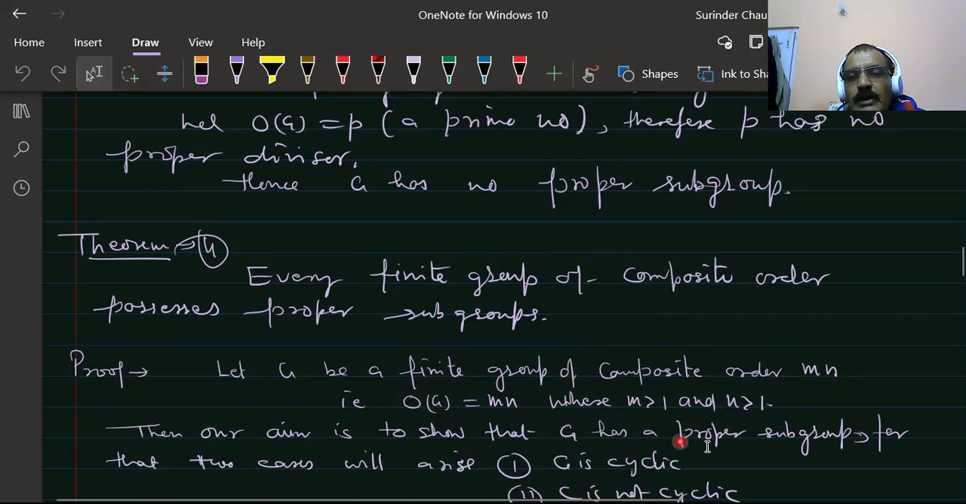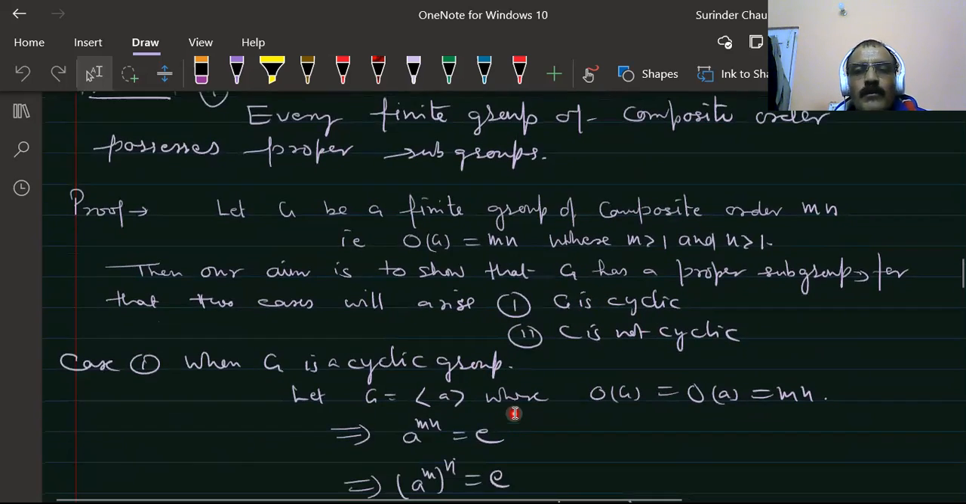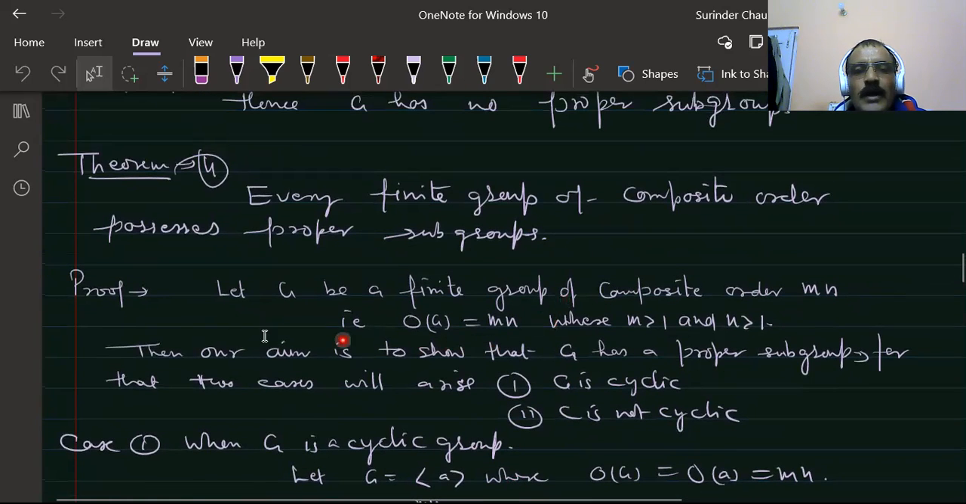Our aim is to show that G has a proper subgroup. For that, two cases will arise: G is cyclic or G is not cyclic. If G is a cyclic group, I will show that G has a proper subgroup.